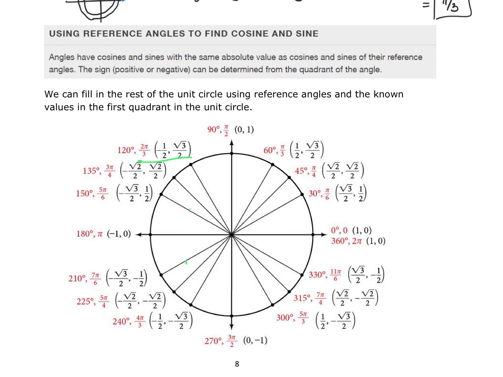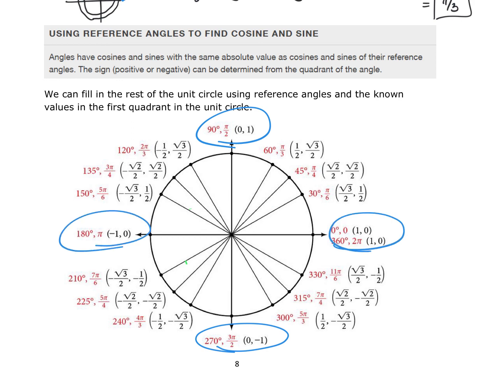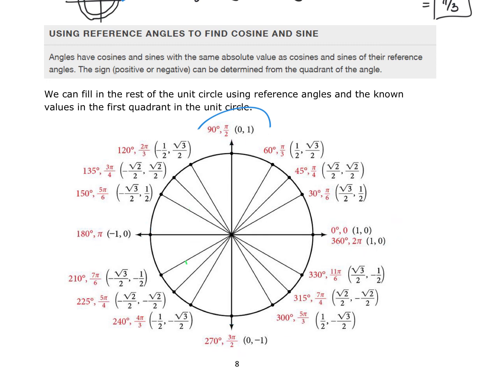So basically, oh wait, I just haven't done the quadrantal. Notice this one and this one have opposite signs for the 1 and the negative 1. The zeros are still in the same positions, but it's either 1 or negative 1, depending on the quadrantal. So basically, here's the deal. If you know this one, and this one, and this one, you know all the way around the unit circle by reference angles. So that's kind of cool.